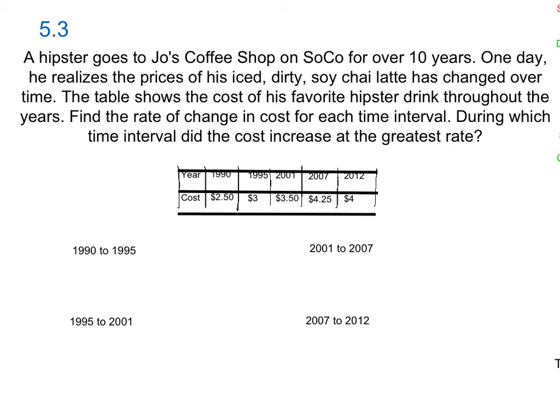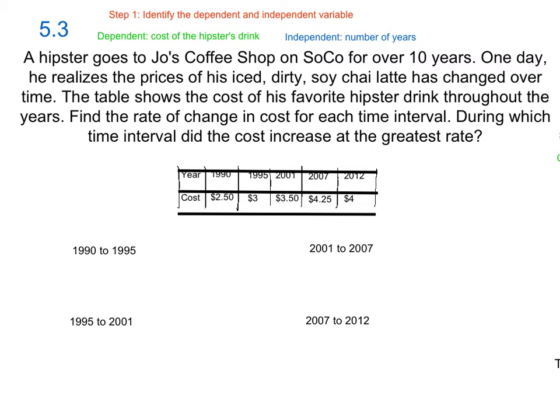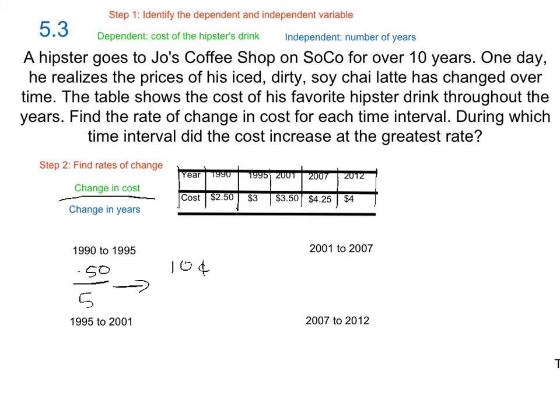Well, there are 2 steps to solve this problem. The first step is to identify the dependent and independent variable. The dependent variable would be the cost of the hipster's drink, and the independent would be the number of years. The second step would be to find the rates of change. And in order to do that, we take the change in cost and divide that by the change in years. So from 1990 to 1995, we see that there is a 50-cent difference over the span of 5 years. And we can identify that that would be a 10-cent per 1 year rate of change.